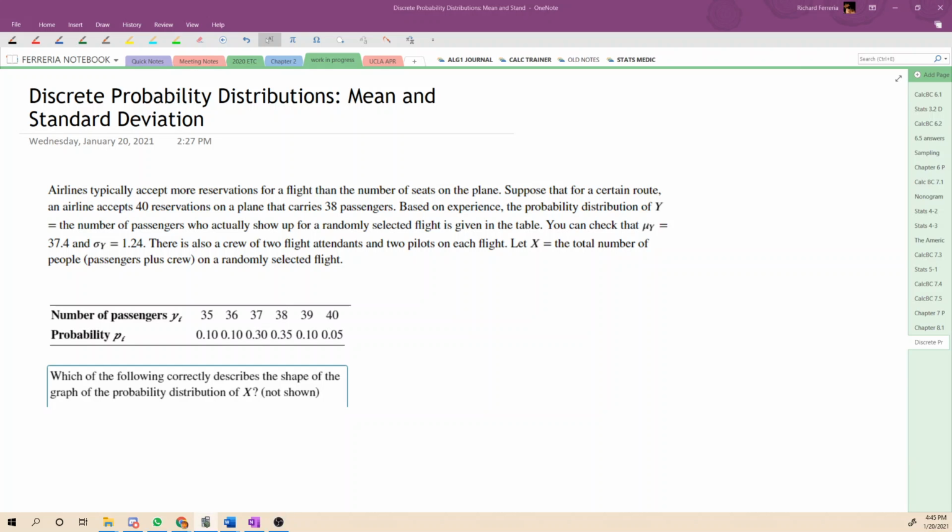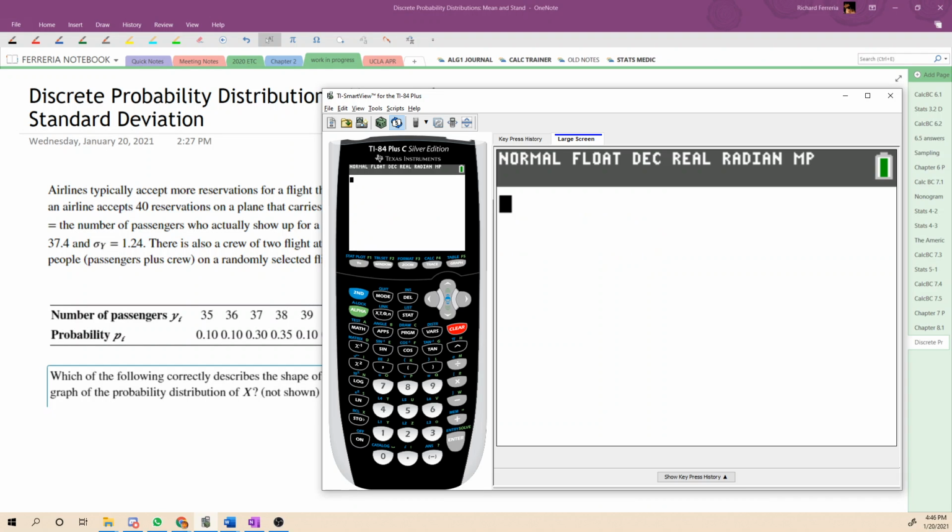There's also a crew of 2 flight attendants and 2 pilots on each flight, and let x be the total number of people, passengers plus crew, on a randomly selected flight. Our first task here is to go ahead and verify that mean and standard deviation. And for this, I'm going to use my TI-84 calculator. A little later on, we're going to show how to do this with Statlet apps if you happen to be online. But this is good enough for right now using that TI-84.